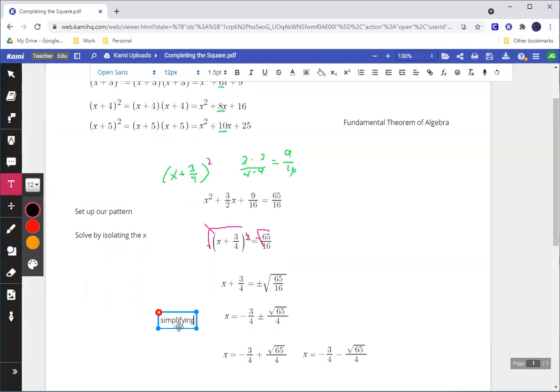And then it was just a matter of simplifying the radical. And sometimes when you simplify the radical, it simplifies down enough that you actually can add and subtract because the radical will disappear. In this case, however, we still have a radical, which means it's going to stay. And that's completing the square. That was a problem from start to finish, completing the square.